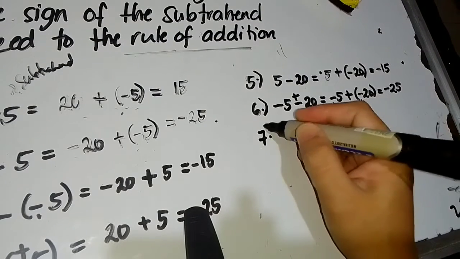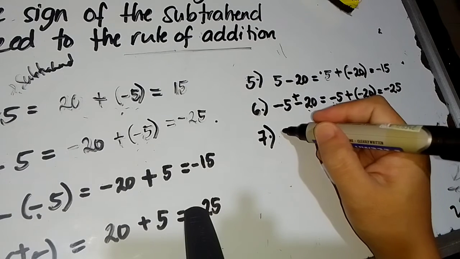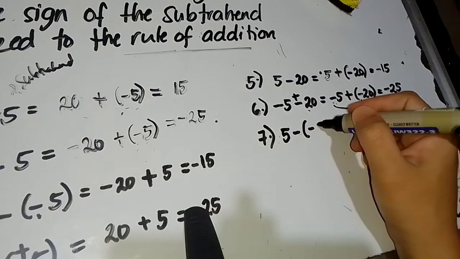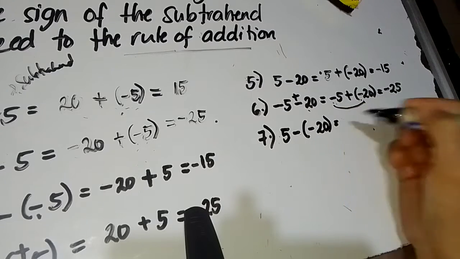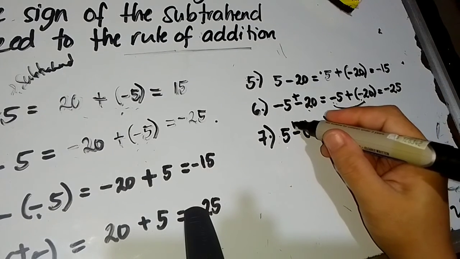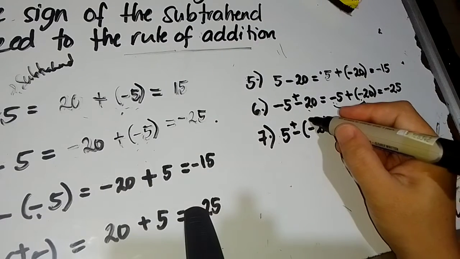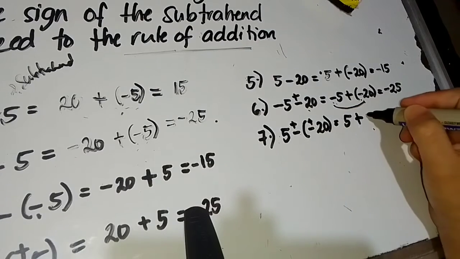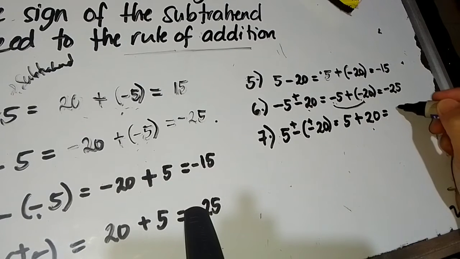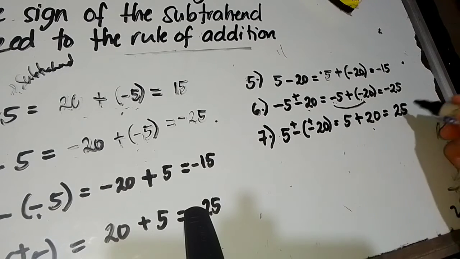Another one is positive 5 minus negative 20. Copy 5, change the sign of subtraction into addition, change negative into positive, so it will become positive 20. So 5 plus 20 is 25, and their sign is positive.